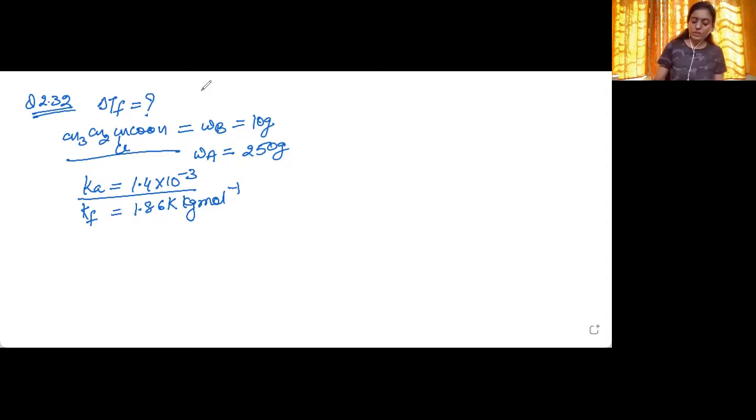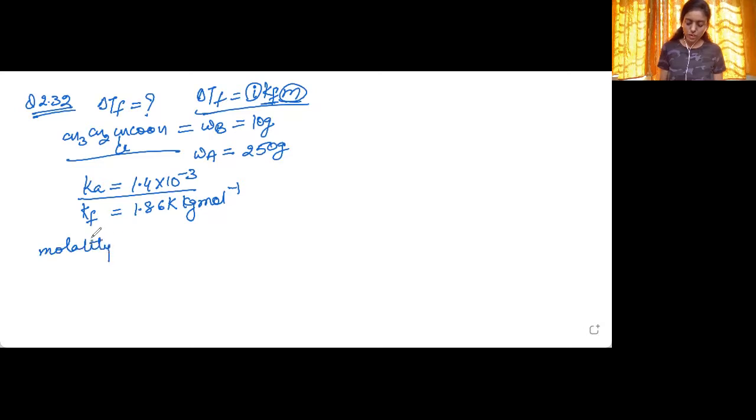So here we will be taking up this formula, delta TF is equal to i into Kf into m. We have already discussed in the previous question also that when there is dissociation or association, this formula is used. Now the value for Kf has been given to us. This is molality, which has not been given. This is i, which has not been given. We need to find out the value for molality and small i, that is the Van 't Hoff factor. Put the values in this equation, and we will get the answer. First of all, let us find out the molality.